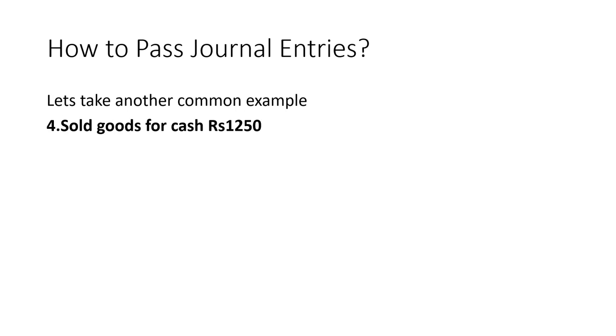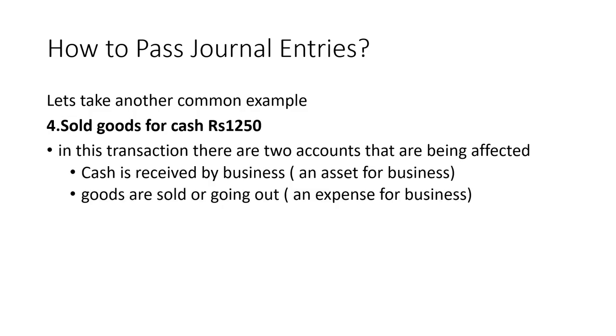Sold goods for cash rupees 1250. Now if you have understood the second entry, that is purchase goods, we are buying tradable items to sell, and we put all these items under one account called purchase. So here, those items that we have purchased, now we are selling them. So if you have understood the second one, it will not be troublesome for you here.